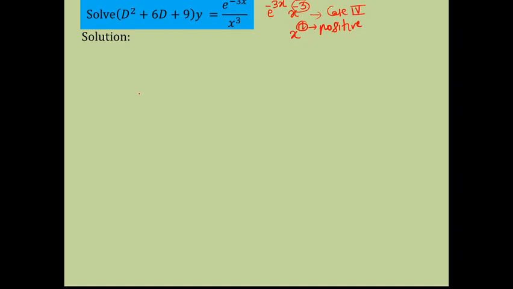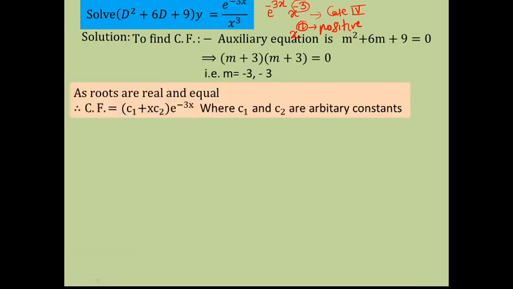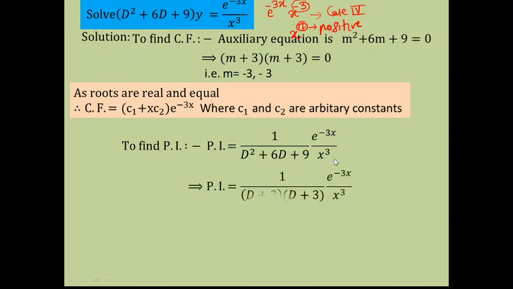So let's see again the complementary function. We know it very well. Now let's see the particular integral evaluation. We are going to apply the general method, so we need to factorize this first. As the roots are m equal to minus 3, this gives us factors m minus of minus 3, which means m plus 3, and another factor will also be m plus 3 equal to 0, just replacing m by D. So we have D plus 3 into D plus 3 equal to 0. Therefore the factors are this.